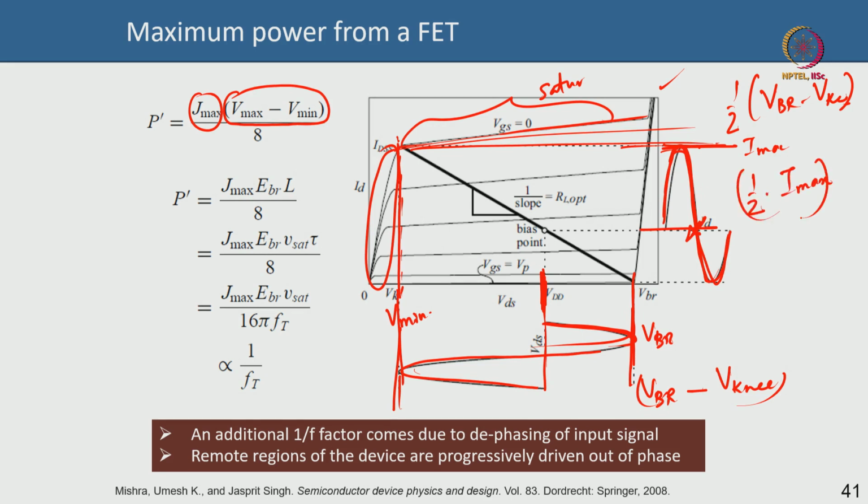Okay. So, the power is actually given by, because you are time averaging this sine wave, there is a 1/√2 factor for both. So, essentially it is half, 1/√2 into 1/√2, into half of V breakdown minus V knee, into half of I max.